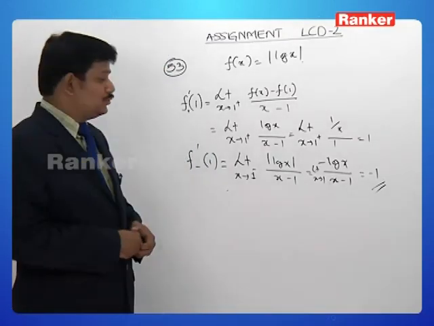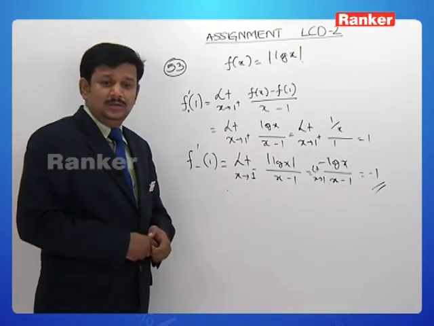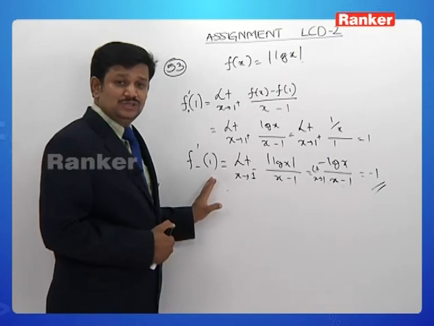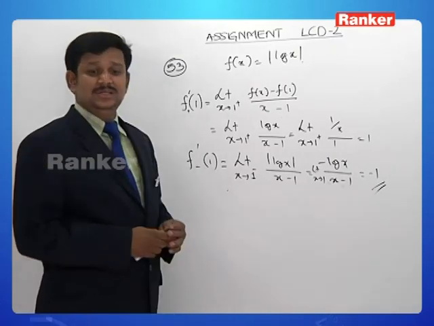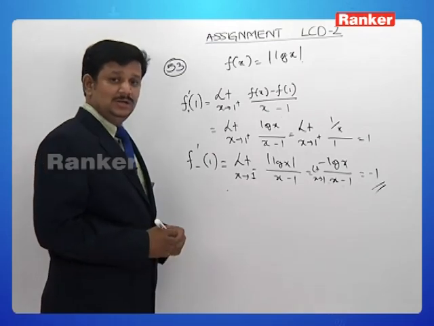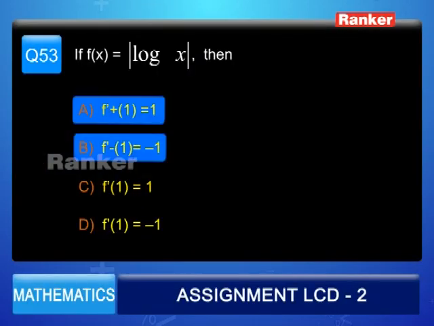So option A is true, right hand derivative at 1 is 1. Option B is true, left hand derivative at 1 is minus 1. C and D, f dash 1 does not exist because the function is not differentiable. So answer is A and B.